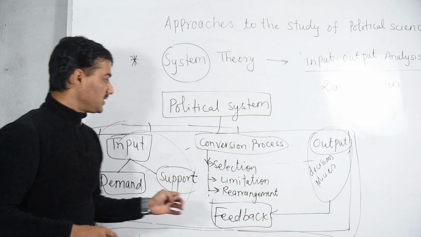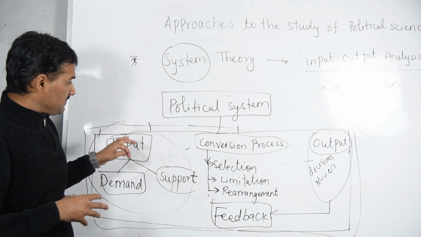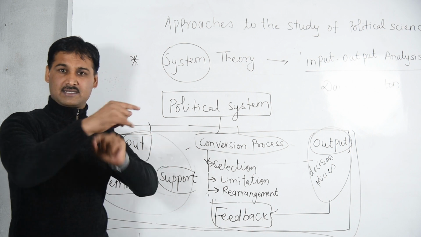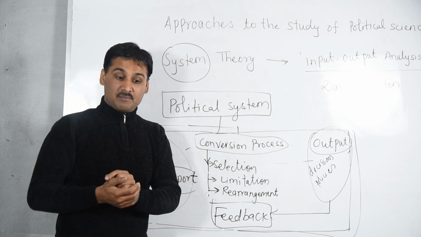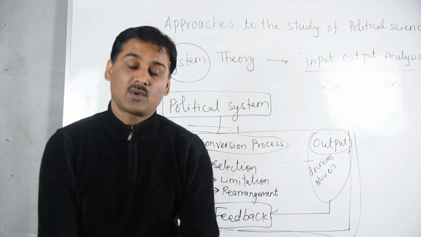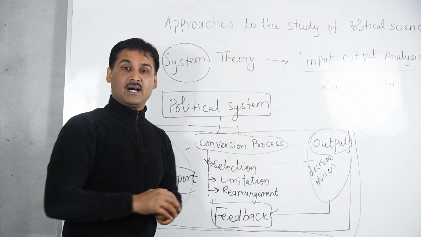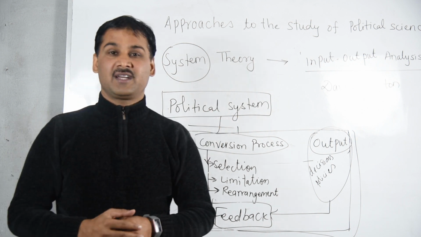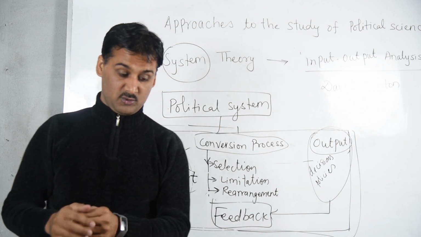How the process works in the political system. It seems so easy: there are inputs, outputs, and the feedback. This is cyclical. But at the time, in the 1960s, when David Easton was talking for the first time about the application of systems theory in political science, it was a scientific analysis of the political process.